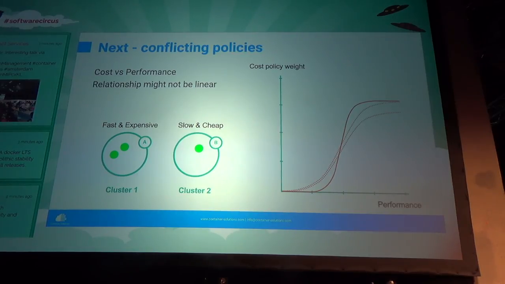We have to give our policies some weights, and then based on those weights, they will put something here or there. But just weighing them is very static. So what would be very interesting to do is to make a nonlinear relationship between the weight of the cost policy and the current observed performance, for example.